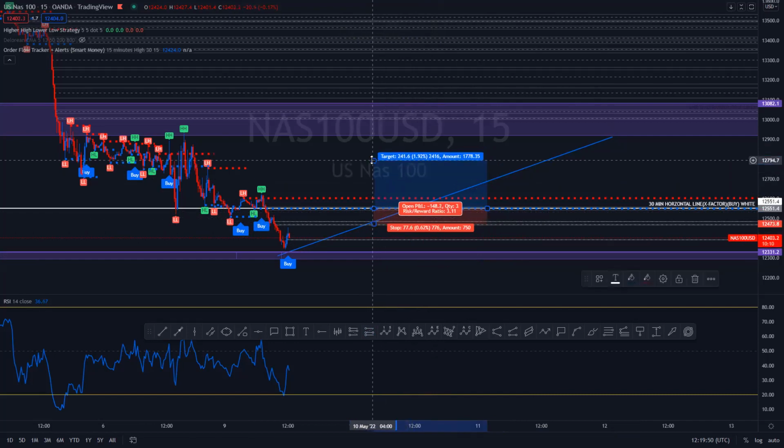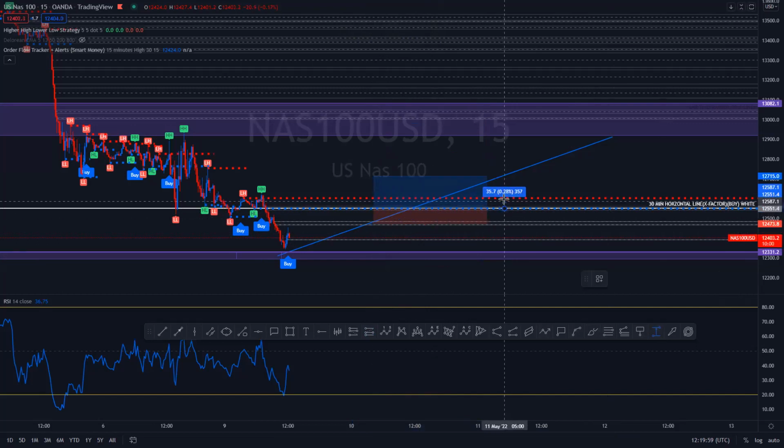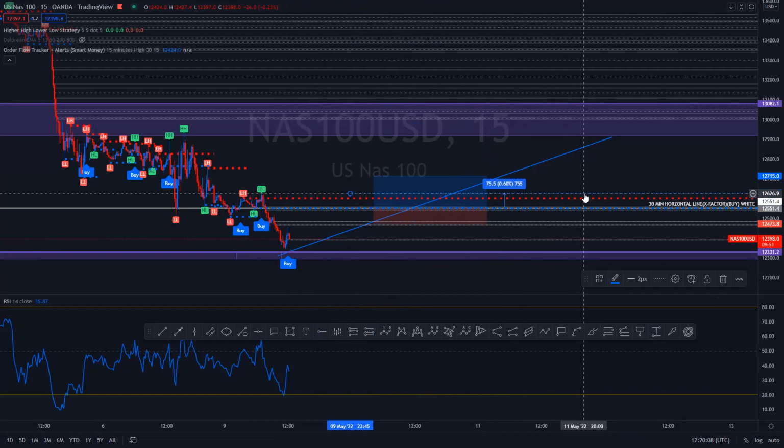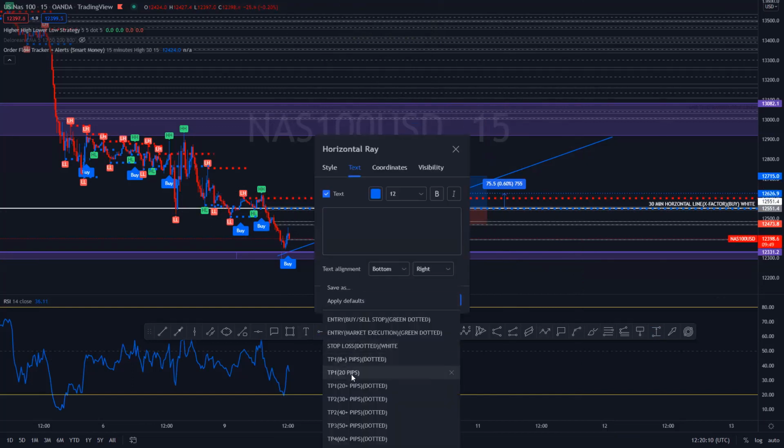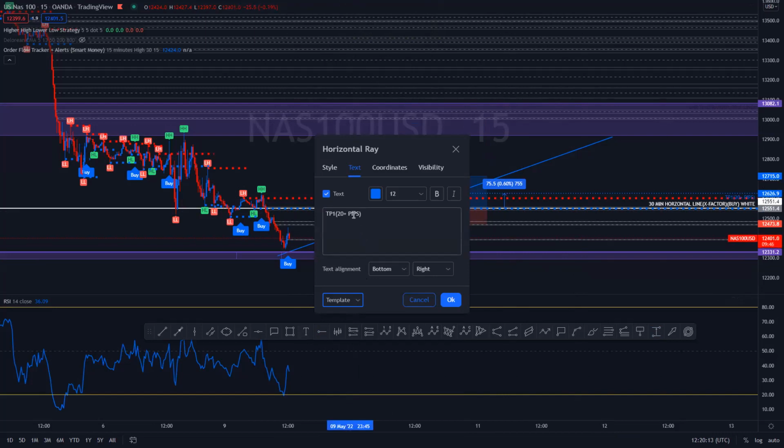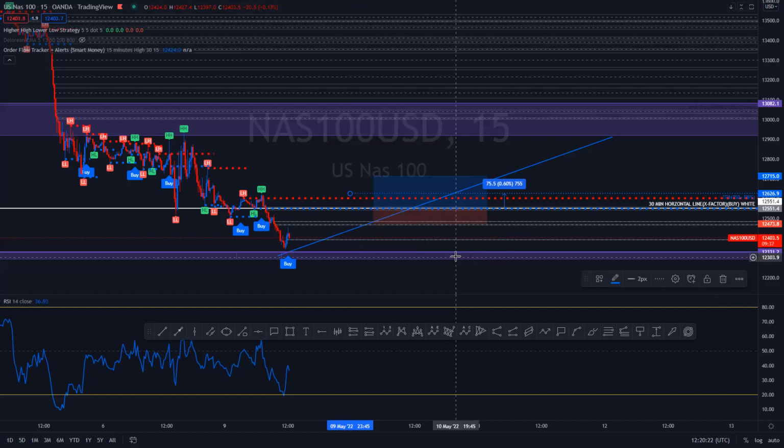For the buy, I'm probably going to be looking for them to really buy this all the way up to here. But what I'm going to do is shoot for just my regular pip goal on the NAS100. Make this TP1, 750 plus pips. All right, that's what I'll be looking for.